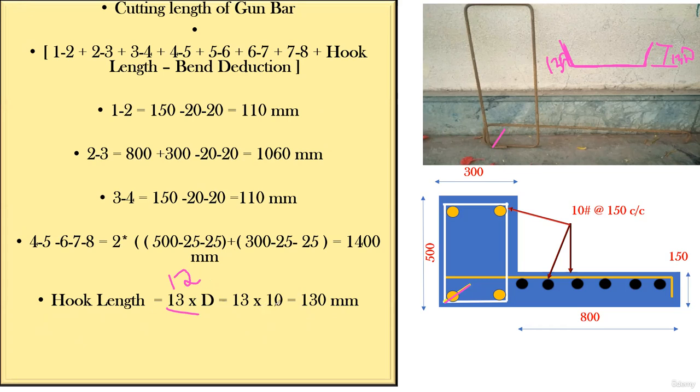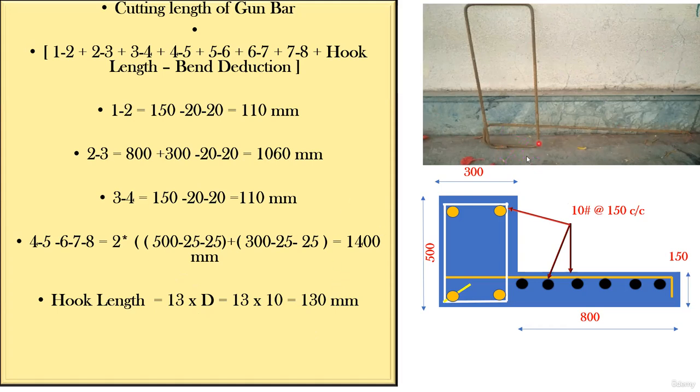So 13 into D, where D is the diameter of the bar. Here all the bars we are using are 10 diameter bars. So 13 into 10 is 130. So this hook length that I have is 130 mm. Got it? So in this way, if you do the calculation, you have got all the length of the bar. Whatever bar you can see, the entire length we have found.